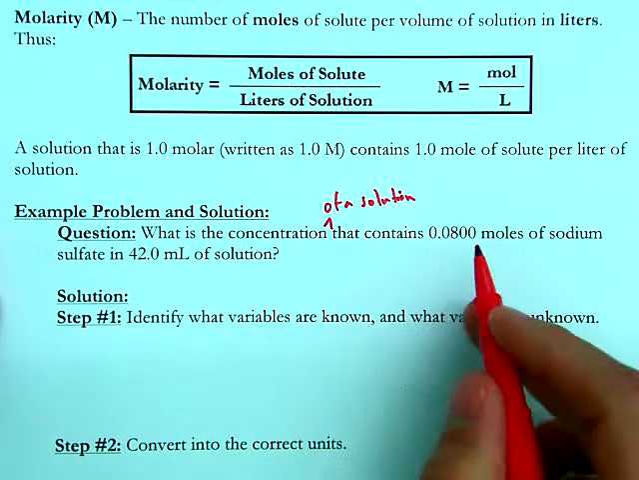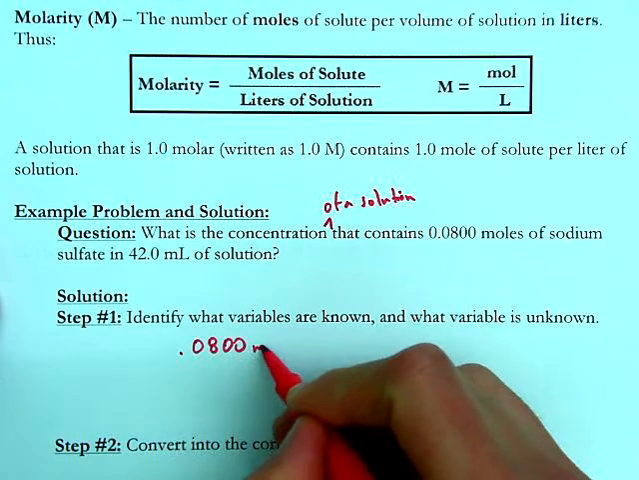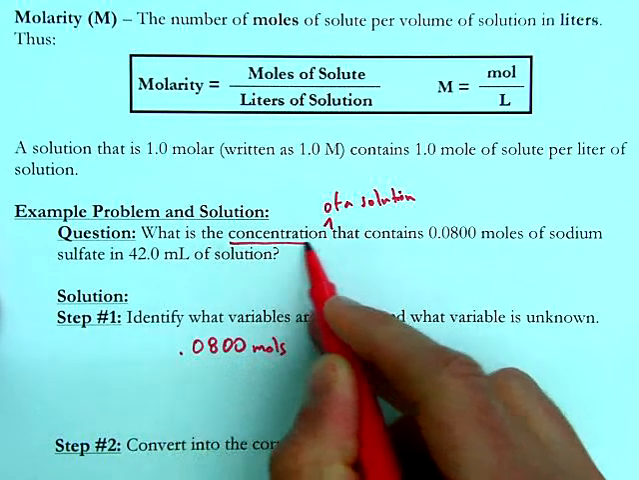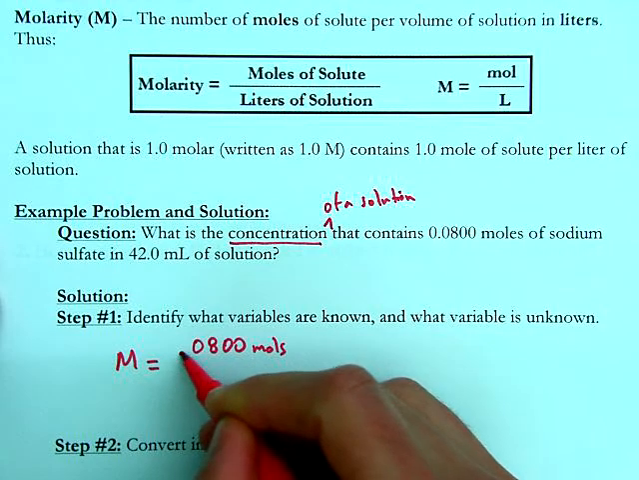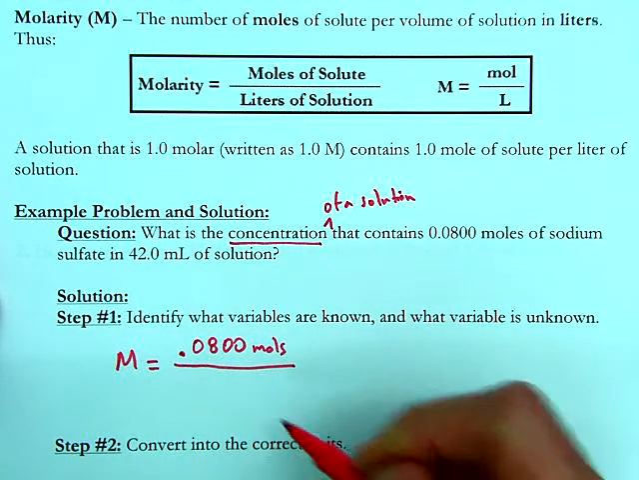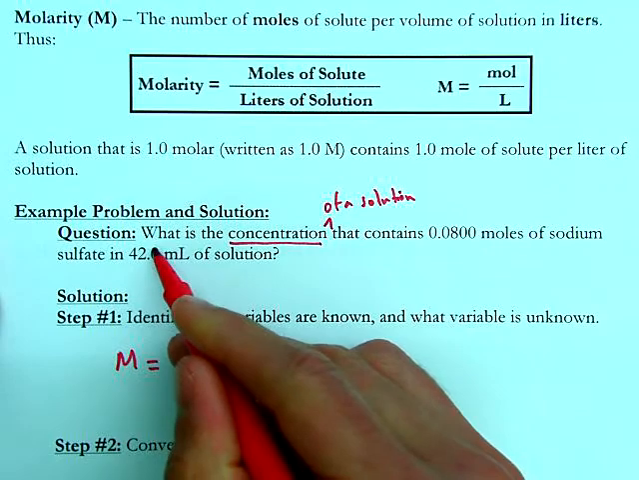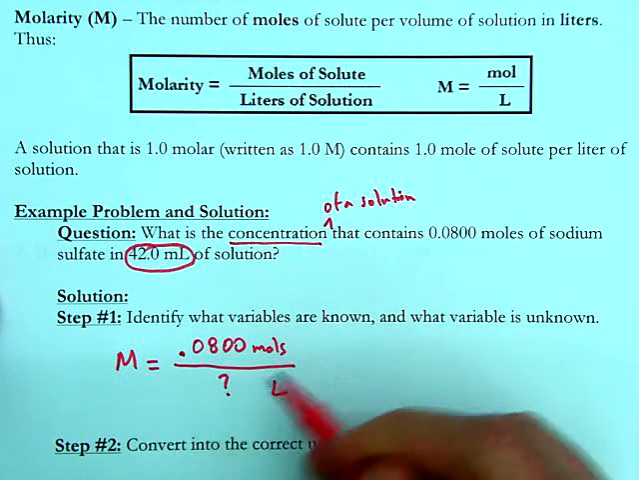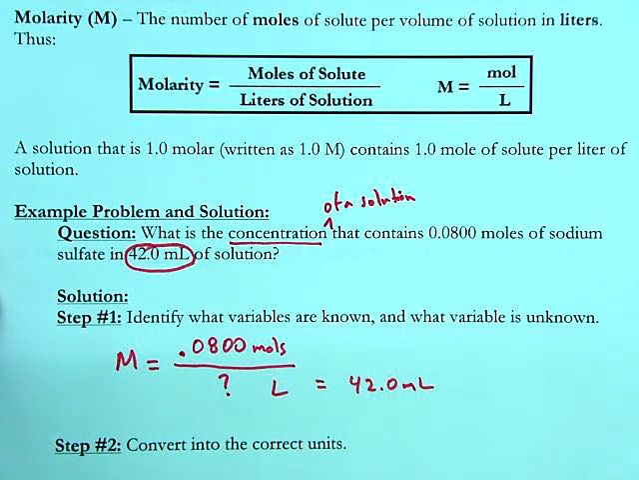In terms of variables, we have 0.0800 moles. They're asking for concentration, so you're solving for molarity. Molarity equals moles over liters, right? But we actually don't have liters. We have milliliters. So that's not going to work. We can't solve as is.